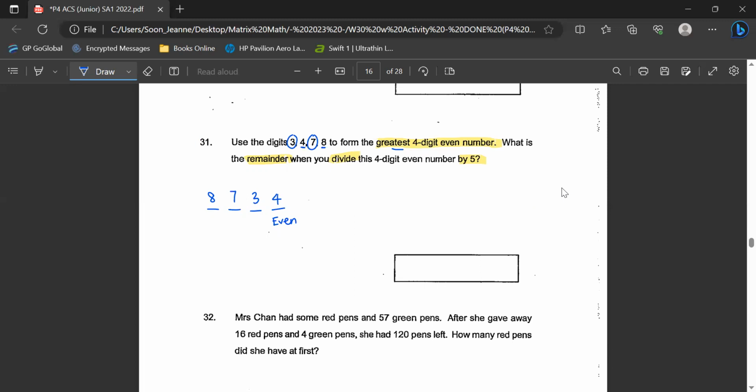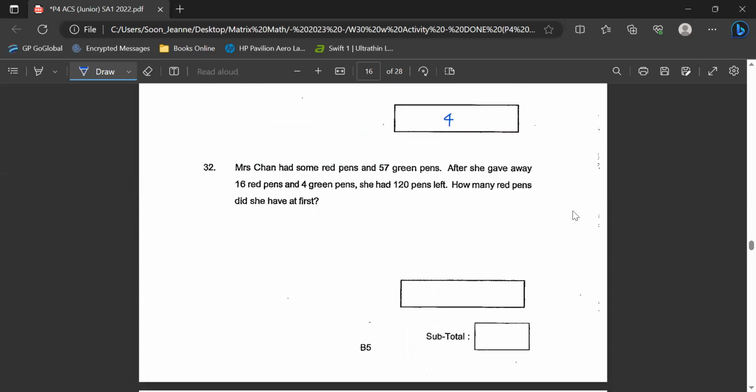So I'm going to divide this by 5. So 8734 divided by 5. If you work it out, the quotient will be 1746, but there is a remainder of 4. So the question is asking me for the remainder, which is 4. So I just write 4. I only need the remainder as my answer. Okay. Question number 32.